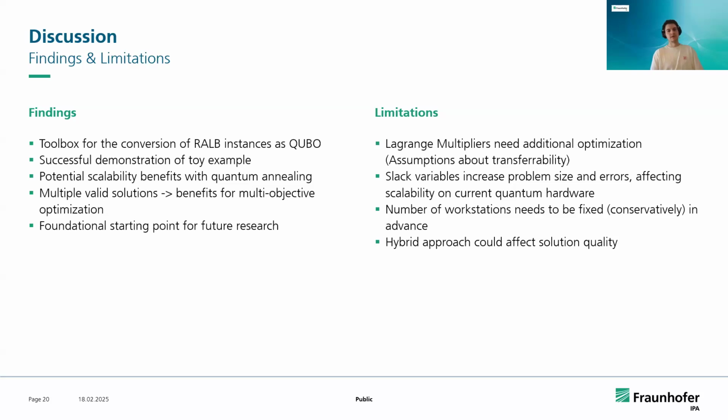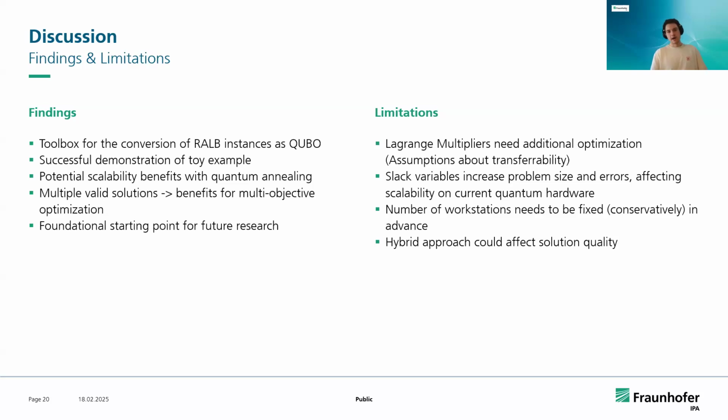And then another limitation is that with our approach, we have to fix the number of workstations quite conservatively, because if we choose too few workstations to work all of our tasks, we can't solve the problem. But if we choose too many workstations, we can solve the problem, but we might get suboptimal solutions. And also we need a lot more decision variables and larger qubits because the number of qubits scales with the number of workstations.